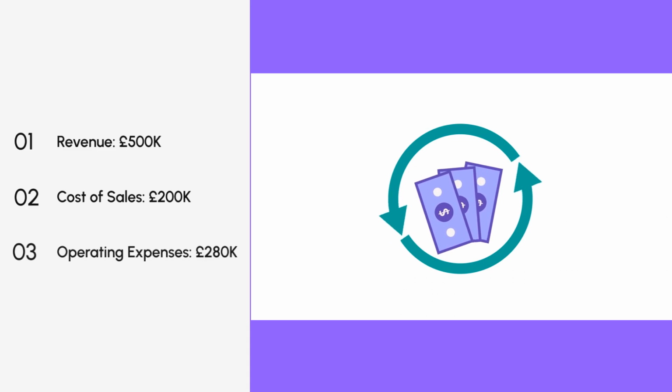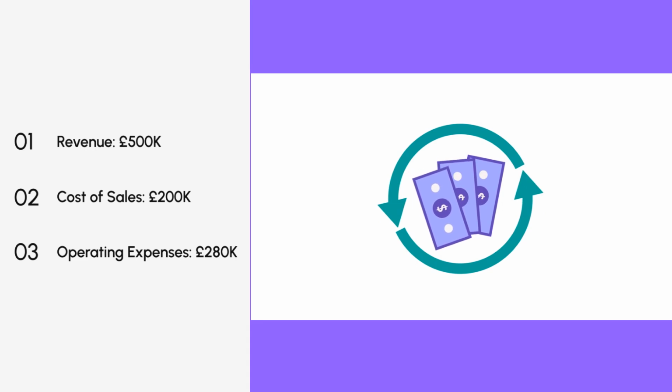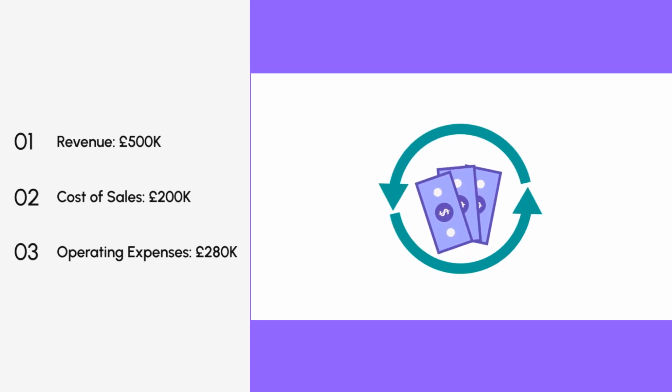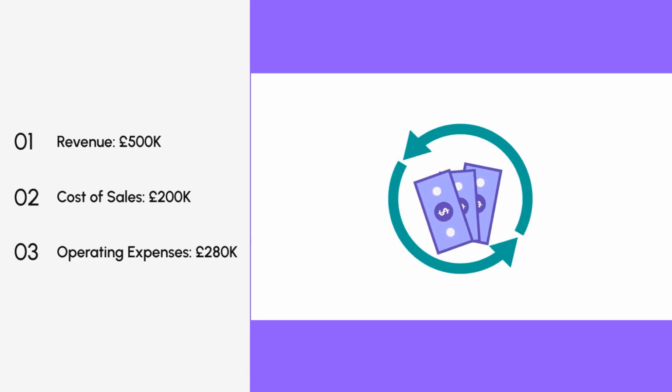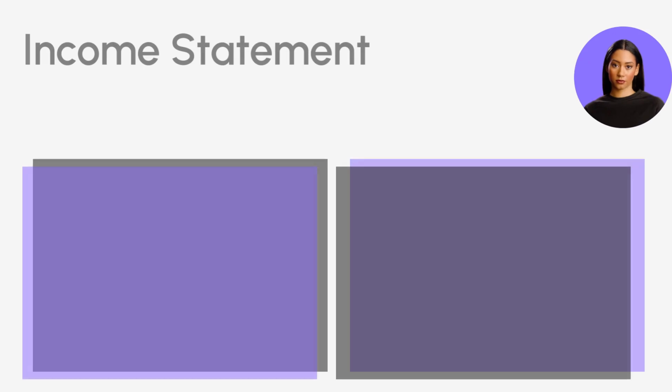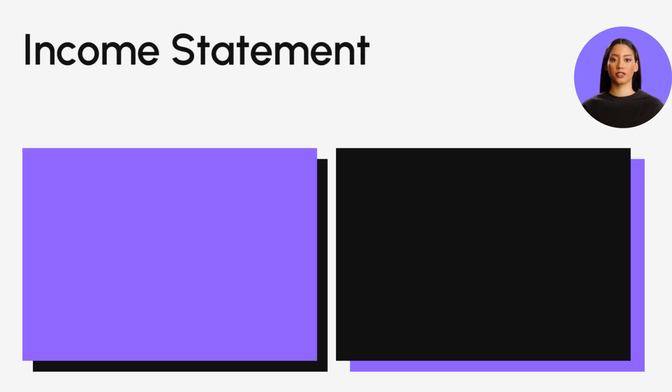Operating expenses include administrative expenses of £70,000, marketing and advertising expenses of £50,000, rent and utilities of £30,000, salaries and wages of £100,000, depreciation of £10,000, and other expenses of £20,000. The income statement is structured as follows.